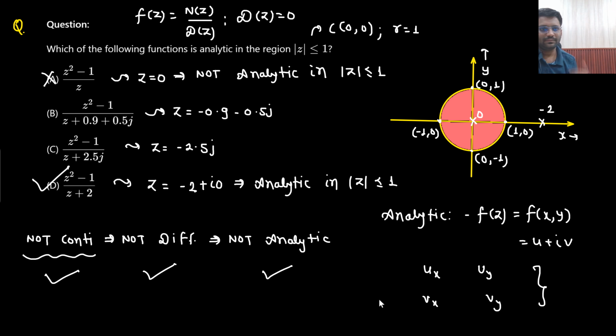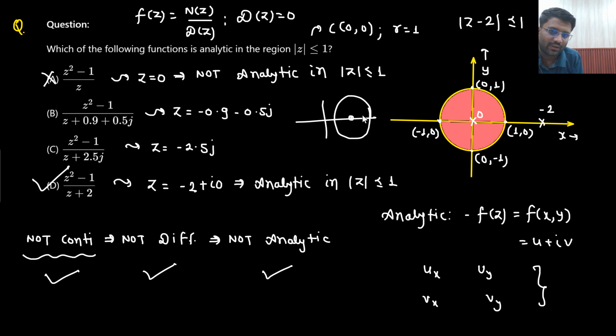Understandable? If I had given this region, mod of z minus 2 less than or equal to 1, that means center at 2, 0 and radius of 1. This would have been the region. If this was my region of operation, then z equals 0 would be lying outside, and then it would have been analytic. But in this domain, mod of z less than 1, z equals 0 is lying inside the circle. That means here it is not analytic. I hope it is completely understandable to you.